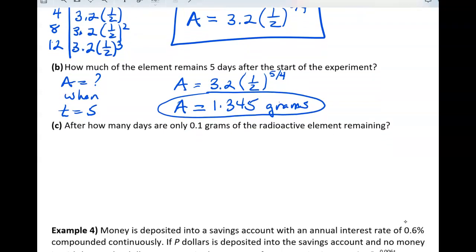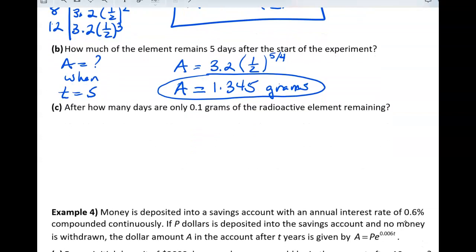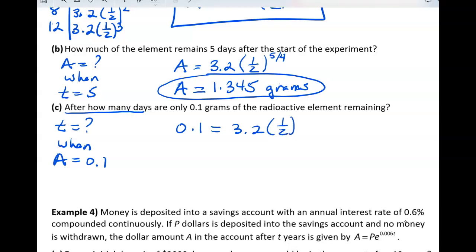In C, they ask us a different type of question. After how many days are only 0.1 gram of the radioactive element remaining? So this time they are looking for the value of t. So t equals what, when A, the amount, is 0.1 gram. So this time we'll replace A with 0.1, and we'll leave t in the equation to be solved for.